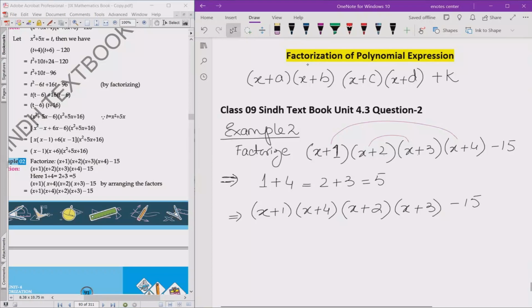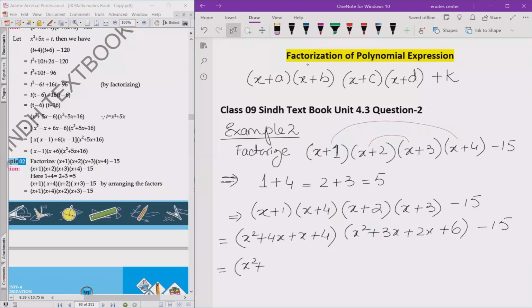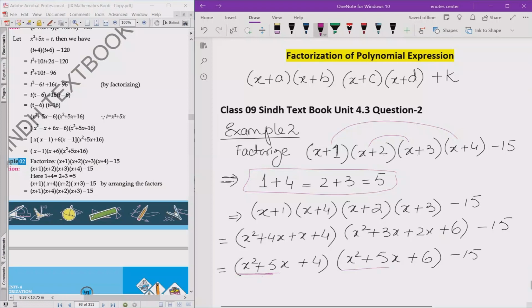Now we will multiply these brackets: x square plus 4x plus x plus 4. Here, x square plus 3x plus 2x plus 2 threes are 6, minus 15. Now we add these terms: x square plus 5x plus 4, and here x square plus 5x plus 6, and minus 15. Why did we do this? We checked this type of addition because we have to make this term common in both factors. So here we have the common term.